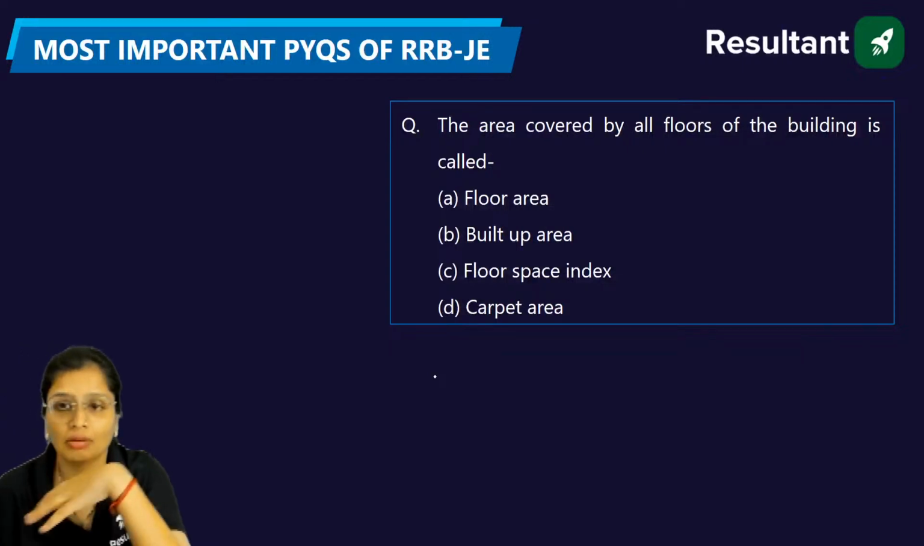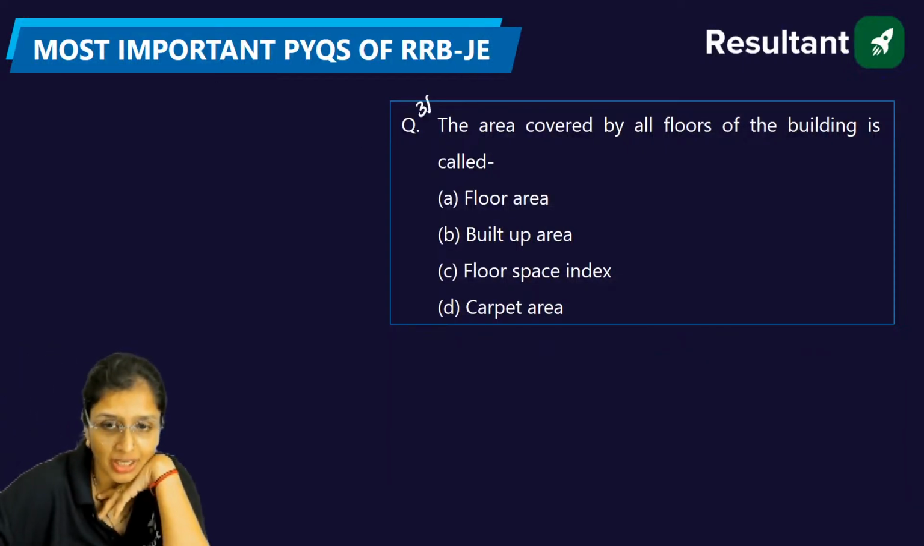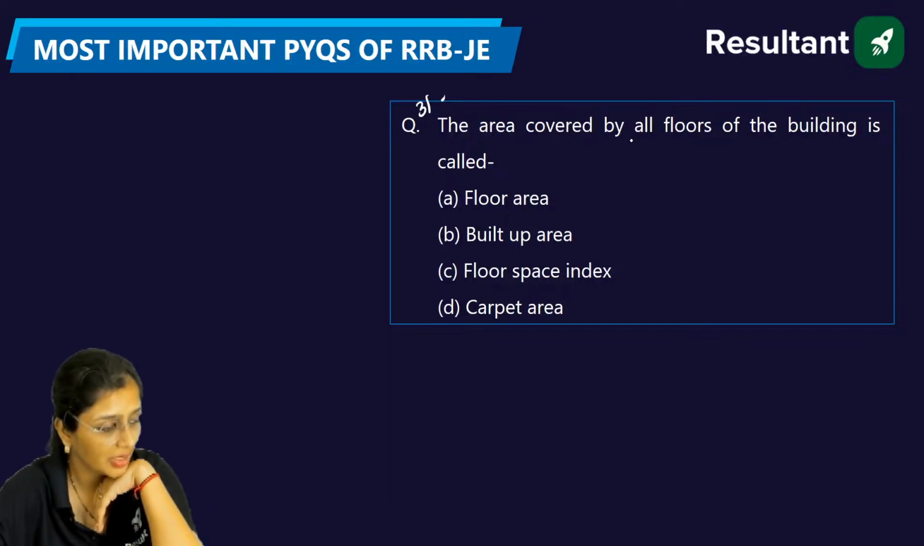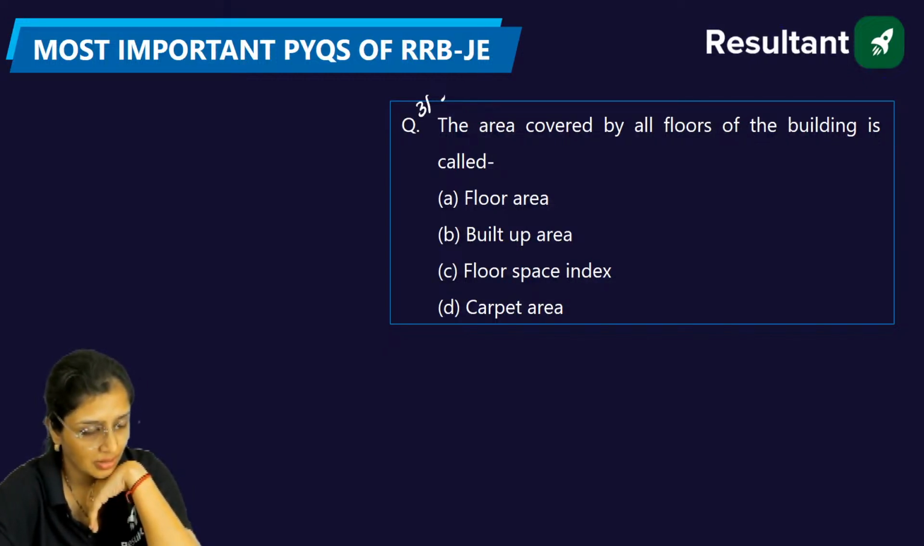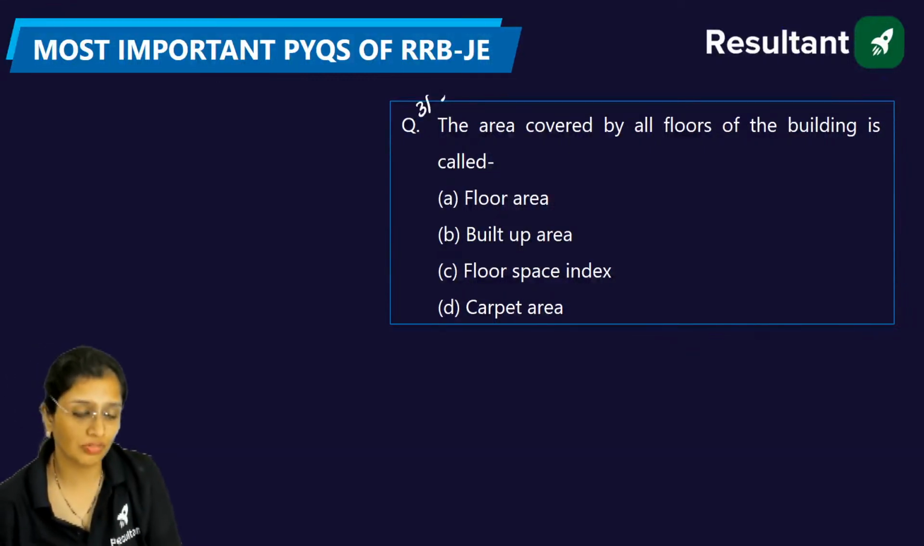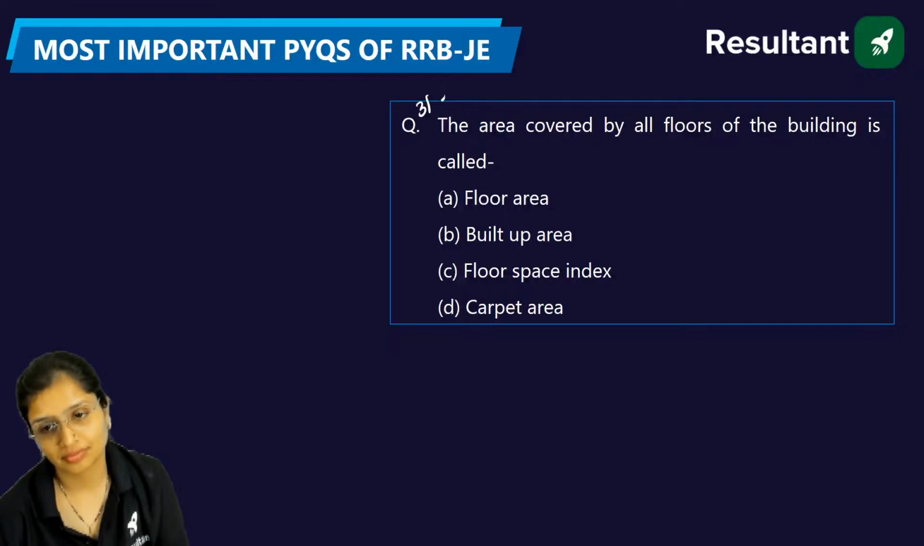Now, come on. Question number 31. The area covered by all floors of the building. What do you call it? Area covered by all floors of the building. The area covered by all the floors of the building. What do you call it?